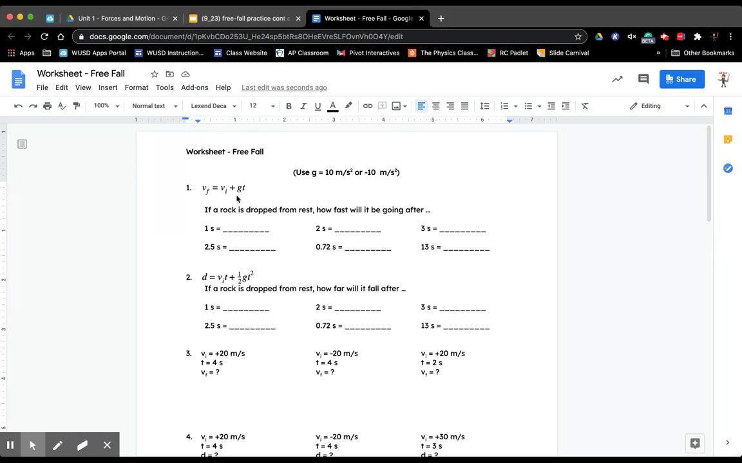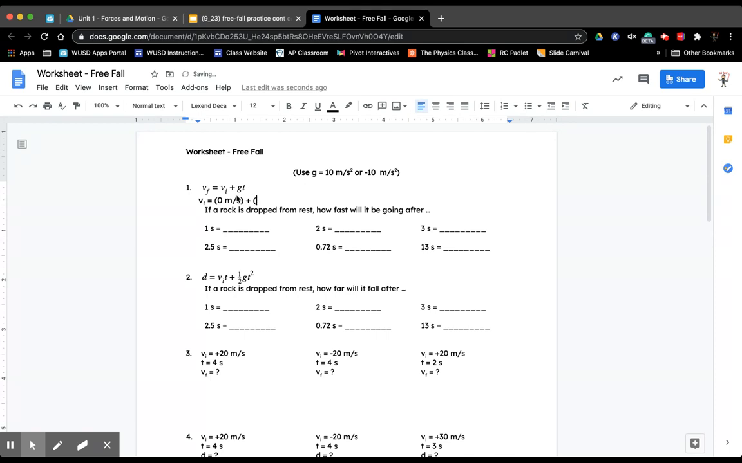So the first question says, if a rock is dropped from rest, how fast will it be going after, and then it gives certain time intervals. So let's go ahead and just plug in some numbers. In this first one, we're solving for V final. That will equal our initial velocity, which, since it's starting from rest, is 0 meters per second.